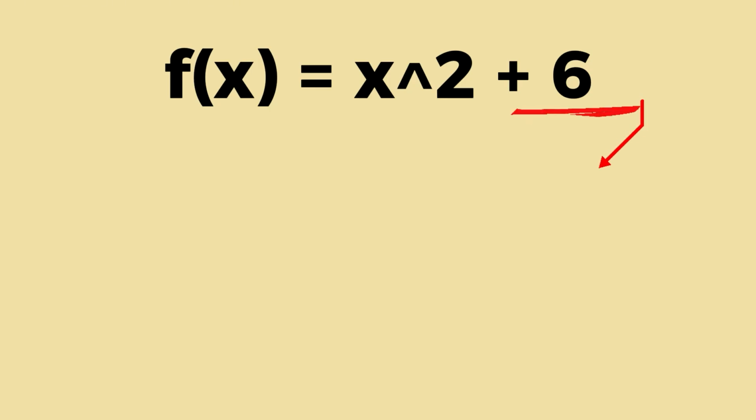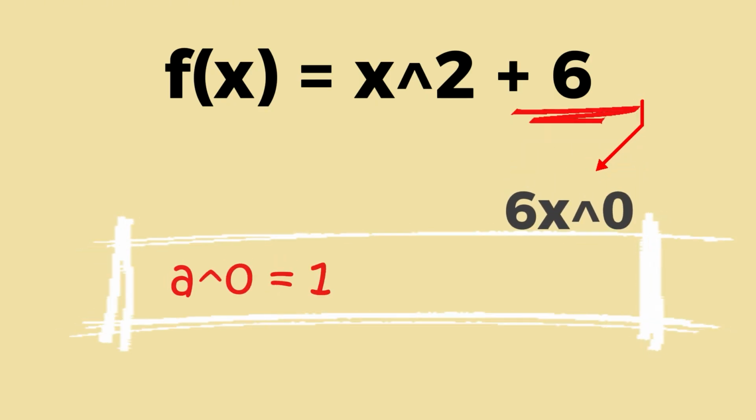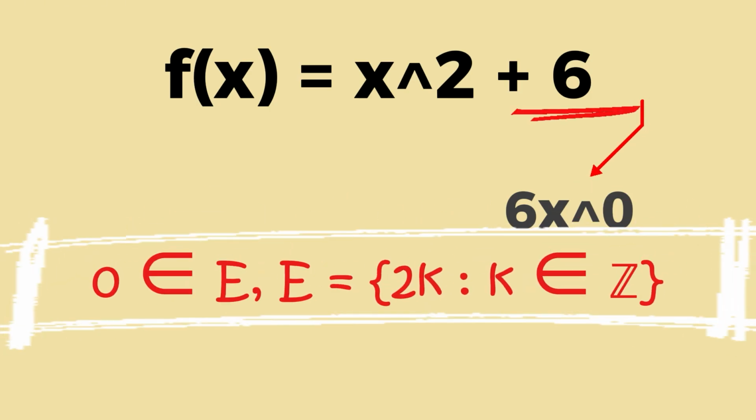You can also write it as 1 times x to the power of 0. Anything to the power of 0 is equal to 1, and since 0 is considered an even number, all the powers in this function are even. So we can say that this is an even function, even without substituting negative x.